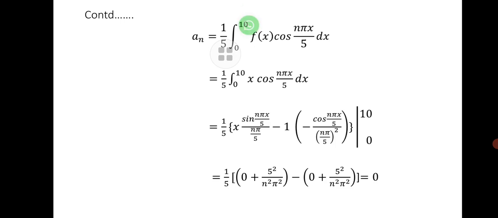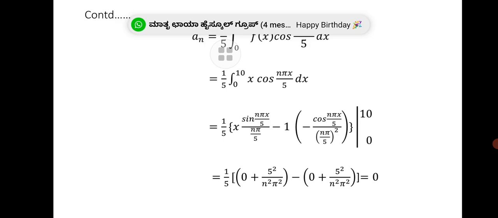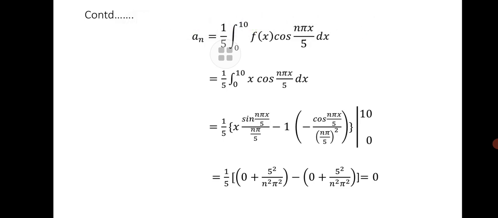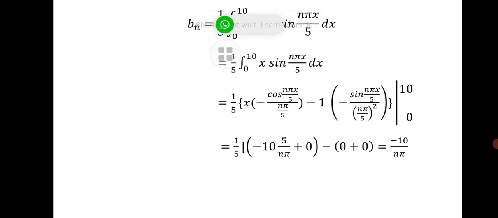By that we are getting 1 by 5 [0 + 5 squared divided by n squared pi squared] minus the lower limit, which is [0 + 5 squared divided by n squared pi squared]. So the 0s cancel, one is positive and another one is negative, so that also cancels, the whole value is 0, so that means an value is 0.